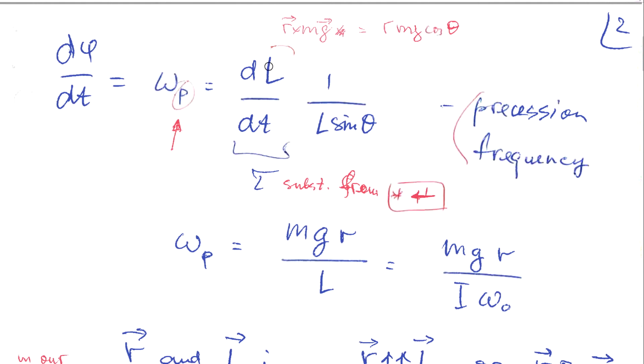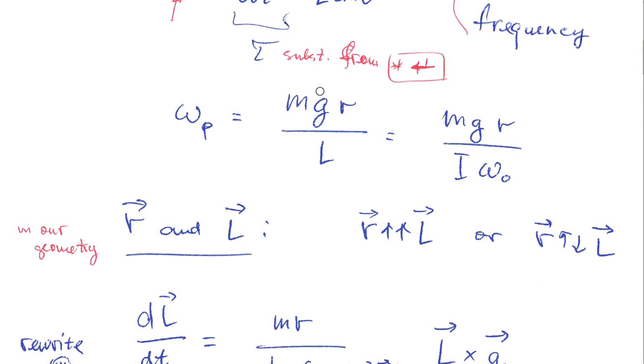Now dL dt is torque, which is basically Newton's second law for angular motion. And the torque is r cross mg, and if you look not at the vectors but at the magnitudes, r m g cosine theta, we can substitute it, and what we get is this. The frequency is equal to this expression, or following that, this expression by substituting the L value.